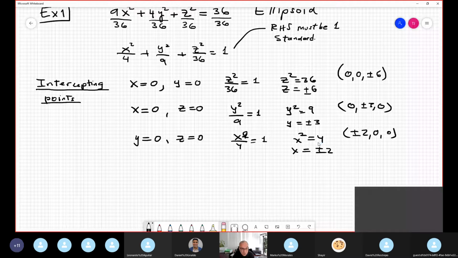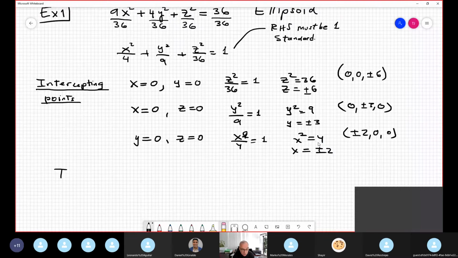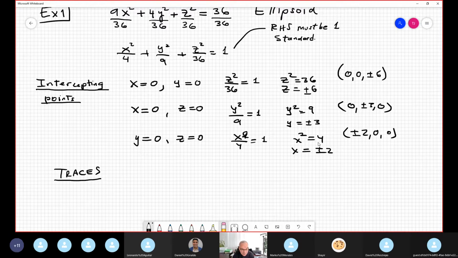Now I continue with the more interesting part, which is the traces. Okay, what are the traces? The trace is a plane. It's a hypothetical plane. For example, c equals 0.